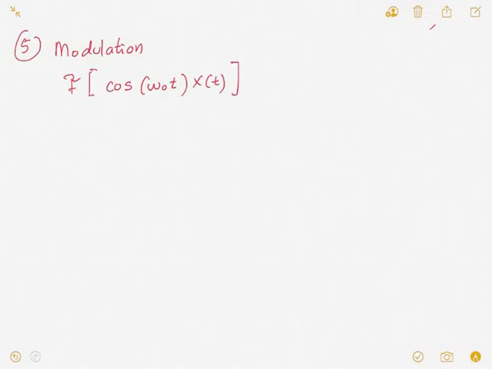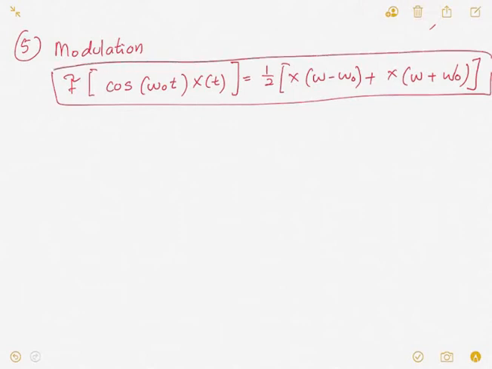Now next look at another property, that is the modulation. For modulation, we have the property like this: the Fourier transform of cos omega naught t x(t) is equal to half of X(omega minus omega naught) plus X(omega plus omega naught). So this is the property.